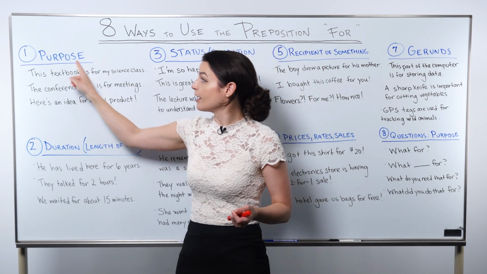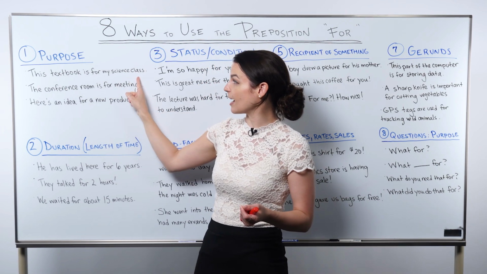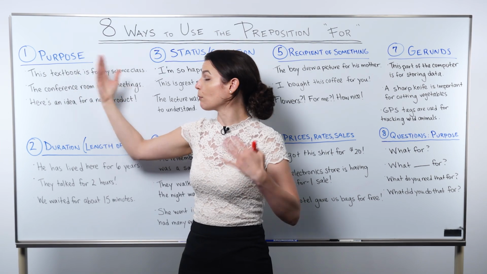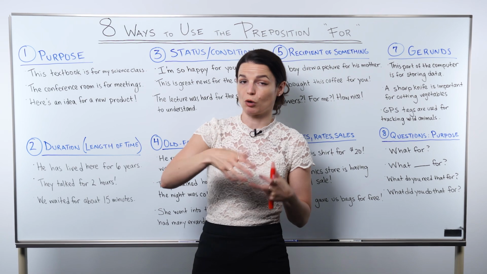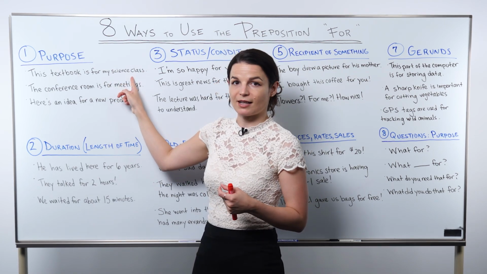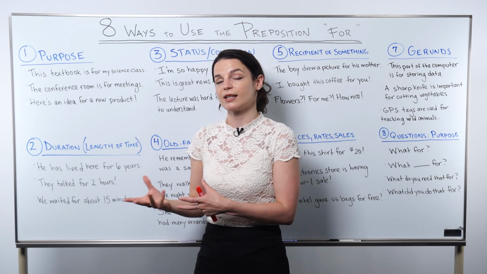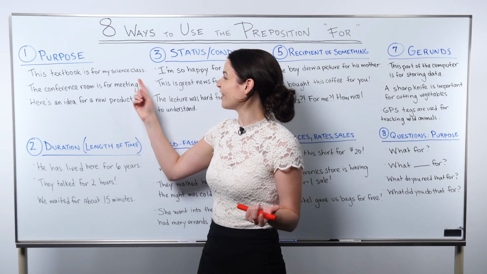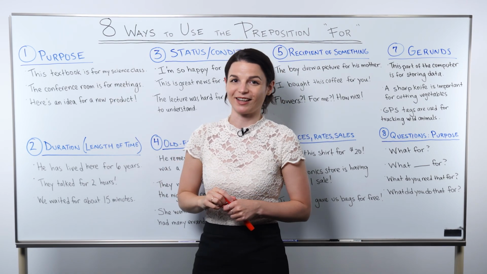In this sentence, this textbook, our subject, matches with my science class. So we show that the use or the purpose of the textbook, the thing that the textbook is used for, or the thing that the textbook is used to do, is my science class. In this case, we're not talking about an action, we're talking about an object and the thing the object is used for, the thing that the object is used to do. So in this case, to study for my science class.